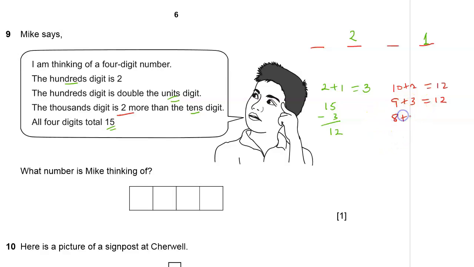Go to the next one, 8 plus 4. 8 plus 4 gives us 12. You can see 8 is 4 more than 4. That cannot be the answer. So 7 plus 5, this gives us as well 12. And you can see that 7 is 2 greater than 5. And therefore, that should be our answer. That is, the thousand digit is 7. And the tens digit is 5. And therefore, the number which Mike is thinking of is 7, 2, 5, 1.